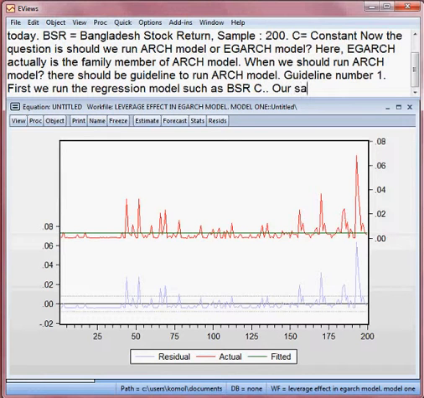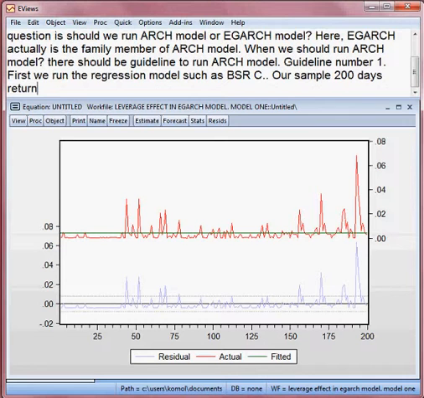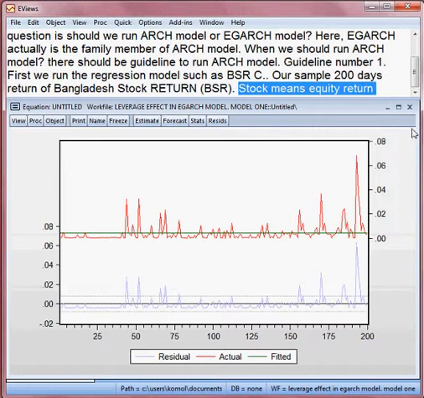Our sample is 200 days return of Bangladesh stock, right? That is BSR. What is stock here? Stock means equity. Here stock means equity return. Okay, this is important. Stock means equity return.